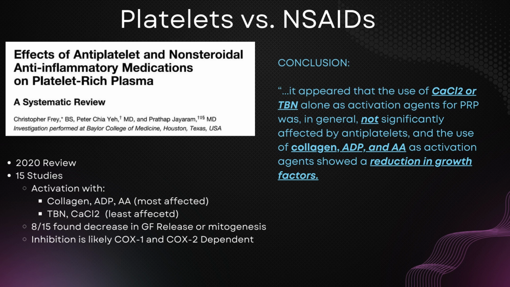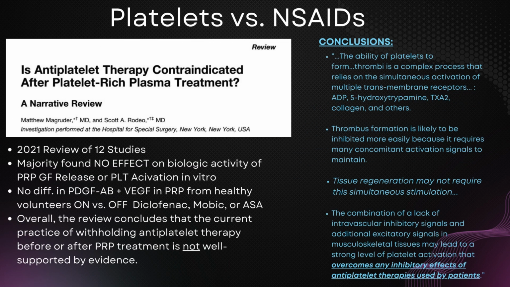Here's the first PRP specific paper I could find. This is a 2020 review looking at the effects of antiplatelet drugs and NSAIDs on PRP. 15 studies met the author's criteria, and they found that in patients taking NSAIDs, activation with collagen, ADP, and arachidonic acid was most significantly and negatively affected. On the other hand, if PRP was activated with thrombin or calcium chloride, growth factor release was not significantly affected, even in patients on NSAIDs.